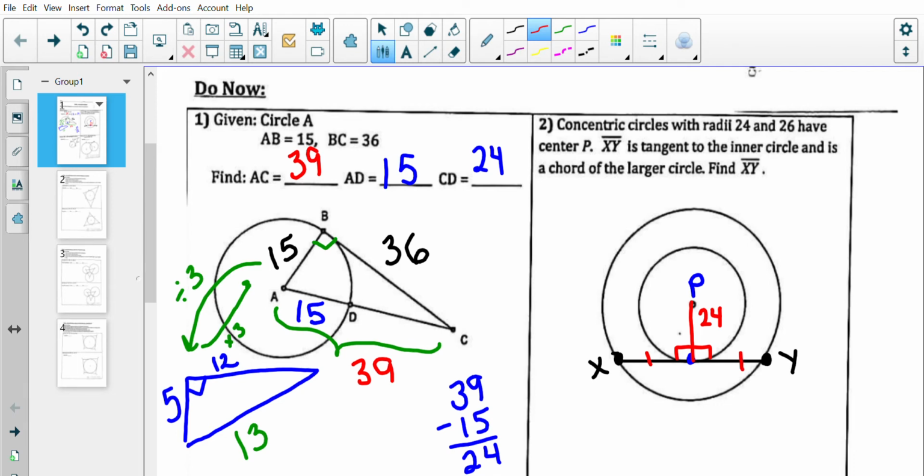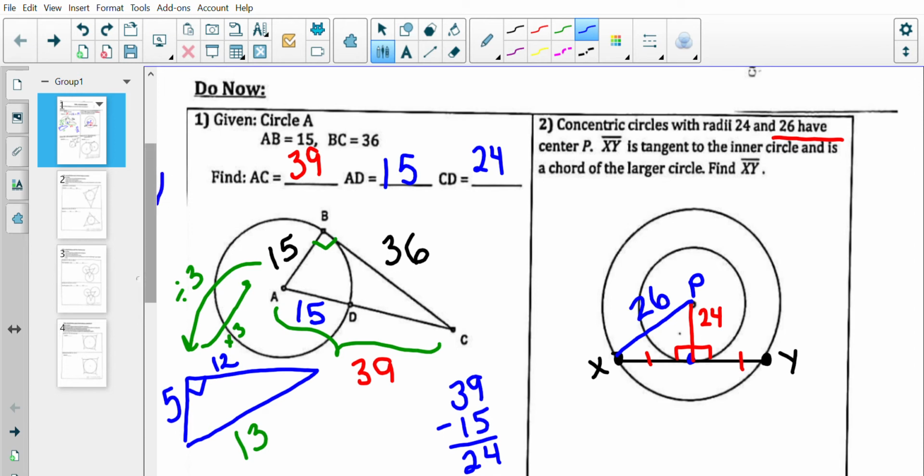Now we need to draw in the radius of 26, the radius of the bigger circle. Now I know you can say, well, right there, that's 26, and you're right, but that won't be helpful to us. We always want to make triangles. So I'm going to draw in my radius of 26 right there, so we have a right triangle.